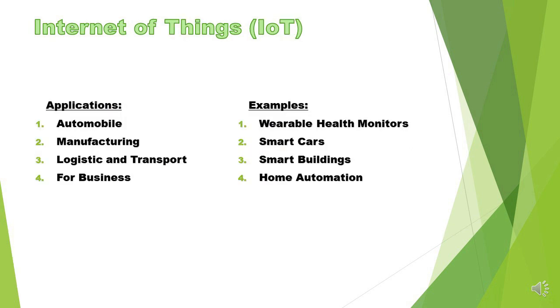And in this slide, we can see some applications and examples of the Internet of Things. The applications are as in the previous slide. The Internet of Things can be used in automobiles, the manufacturing industry, and the logistics and transportation industry, and it is also used in business.